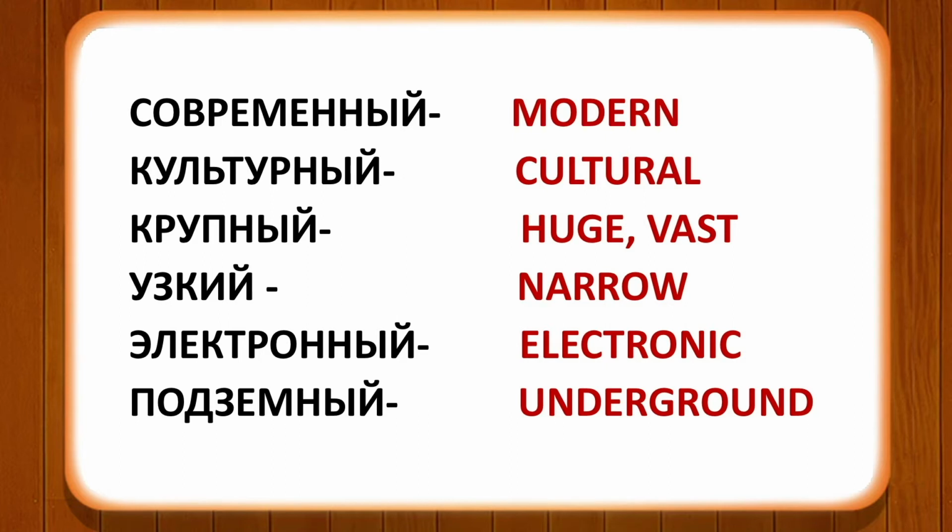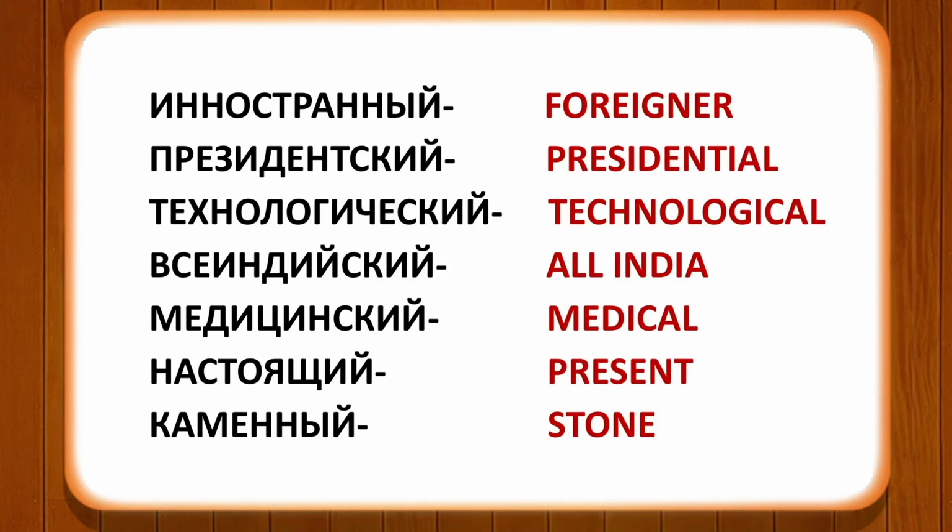Elektronny, electronic. Elektronnye, for example, elektronnye tovary, electronic goods. Podzemny means underground. Another adjective is inostranny. It means foreigner. Prezidentsky, presidential. Technologichesky, technological. Vseindiysky, all India. Meditsinsky, medical. Nastoyashchy, present, or you can say real.